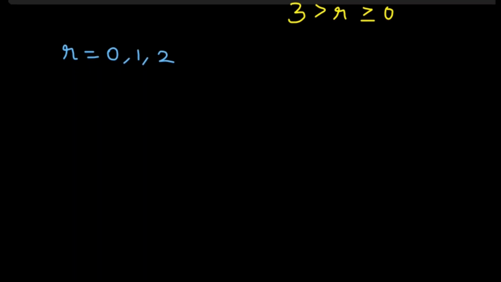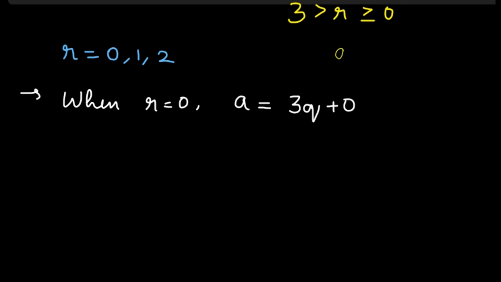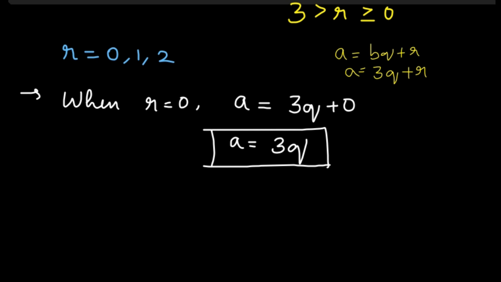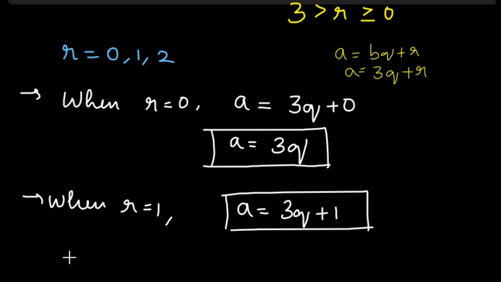जैसे हमने प्रीवियस क्वेश्चंस किया हुआ था, सिमिलरली व्हेन r equals 0, a की वैल्यू क्या होगी, a equals 3q plus 0. ए क्या था हमारा, ए इक्वल्स बी क्यू प्लस आर. बी की वैल्यू क्या थी, 3q प्लस आर. जब आर 0 होगा, ए की वैल्यू होगी 3q. नेक्स्ट, व्हेन आर इक्वल्स 1, ए की वैल्यू होगी 3q प्लस 1. When r equals 2, a equals 3q plus 2.